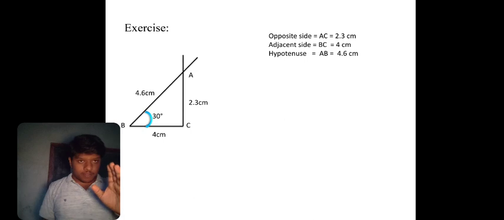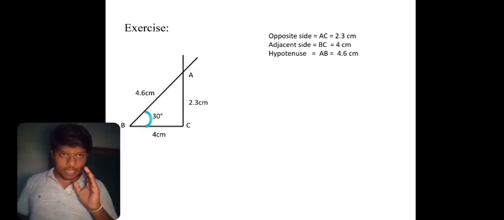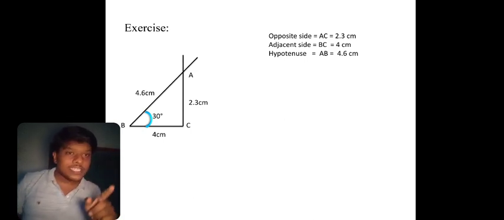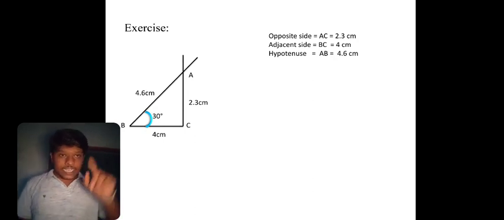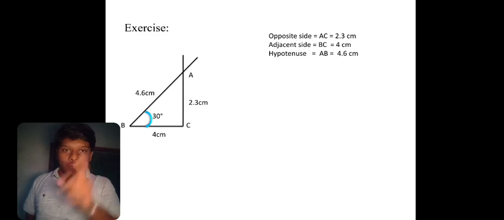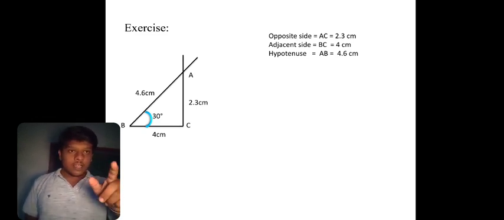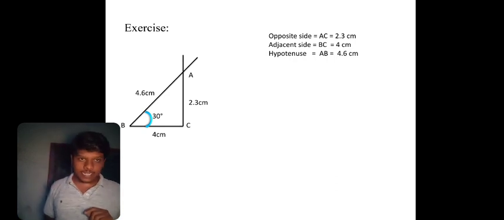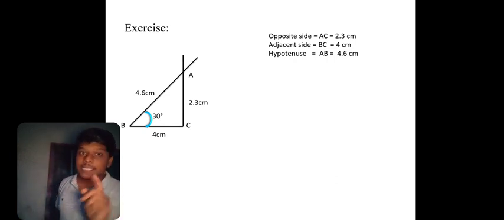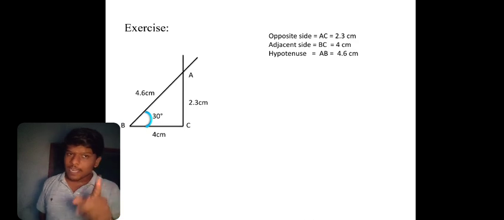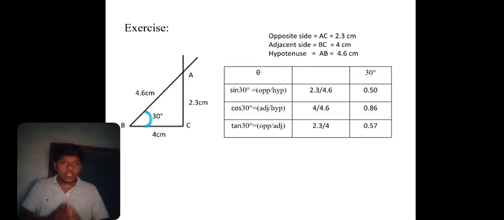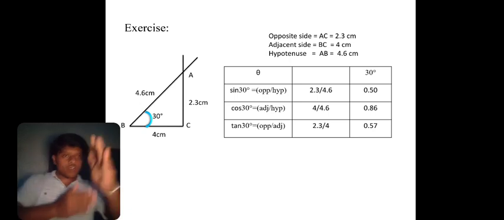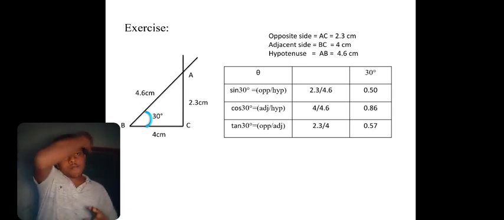Just for your understanding, I have written it. Which is the opposite side for the 30-degree angle? AC is the opposite side of 30 degrees, meaning 2.3 cm. I have written it there. Adjacent side means BC is 4 cm. Similarly, hypotenuse AB is 4.6 cm. Now I am interested in calculating the ratios of the respective terms. Okay, fine.